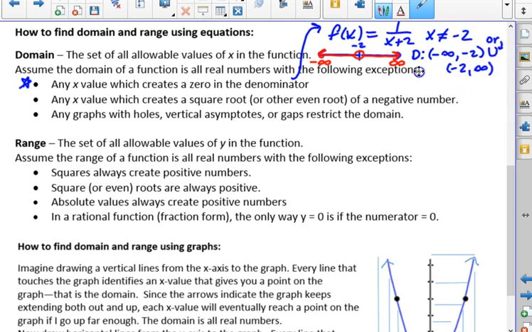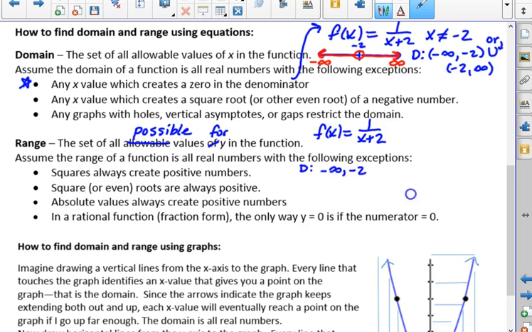Now we're going to look at the range of the same function. Now I would rather change this to set of all allowable values of y. Let's put the set of all possible values for y. Okay, so given that we have this set of allowable values of x, what possible values can I get for y? So using this same function, 1 over x plus 2, I know that I have two sections in my domain.